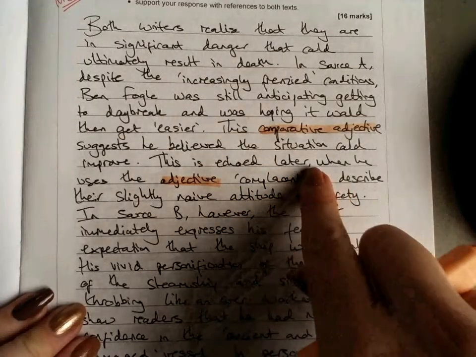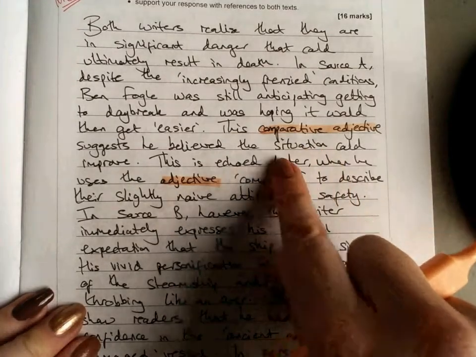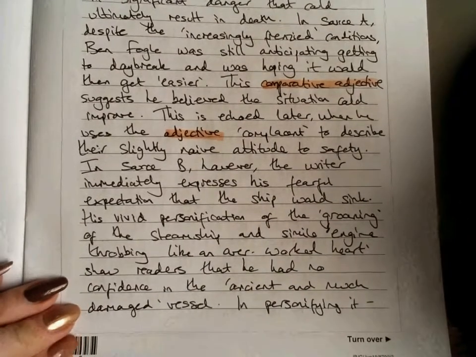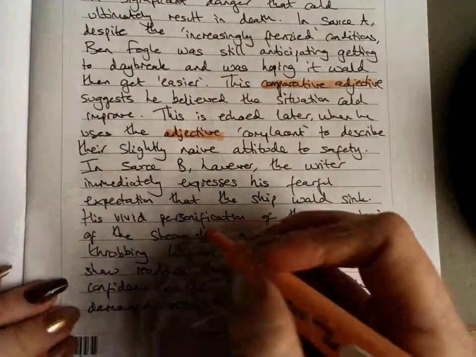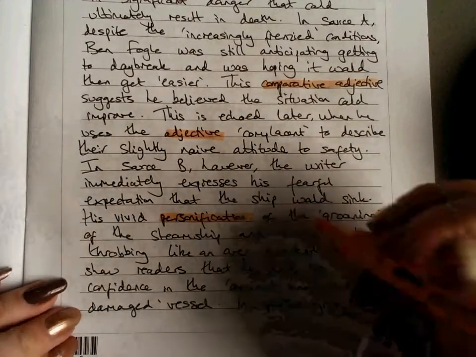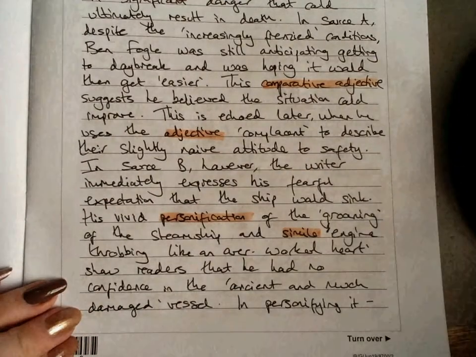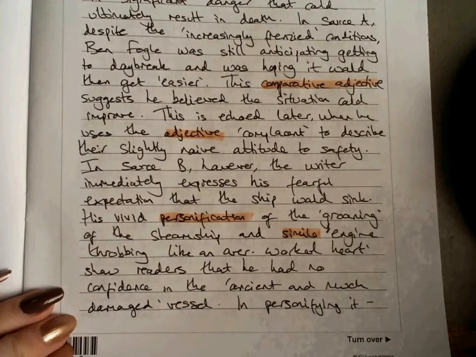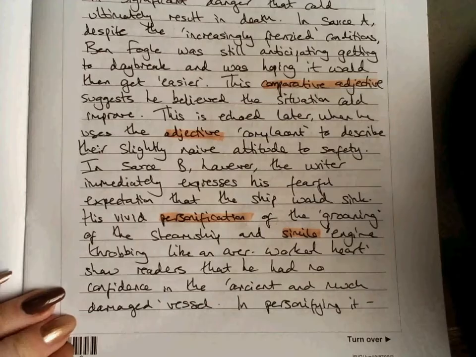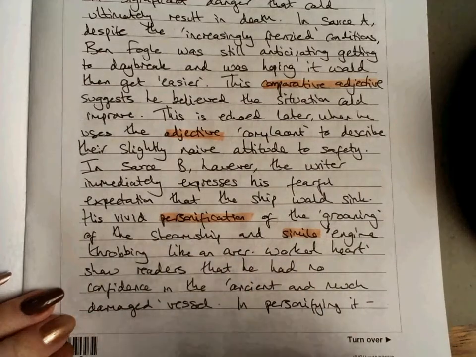In source B, however, the writer immediately expresses his fearful expectation that the ship would sink. So I've got a clear comparison. Ben kind of believed it might get better. In source B, the writer thought the ship was going to sink from the off. And so in terms of methods, the vivid personification of the "groaning" of the steamship and the simile "engine throbbing like an overworked heart" show readers that he had no confidence in the ancient and much damaged vessel.